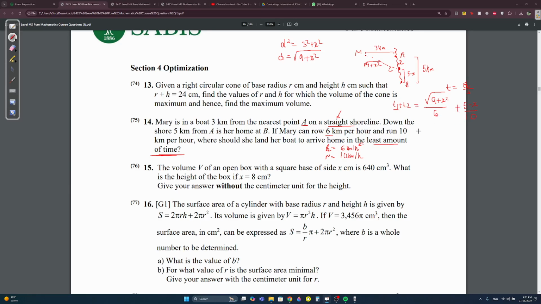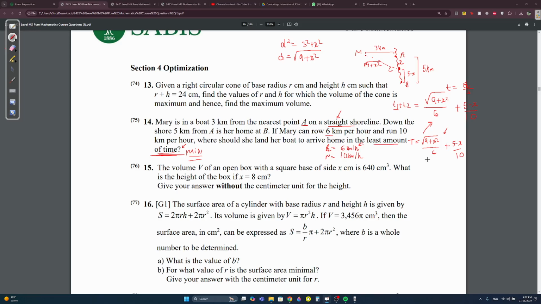Now you can easily find an expression for time. T is going to be equal to, just simplify this, root 9 plus x squared over 6 plus 5 minus x over 10. When we're saying the least amount of time, that means we want a minimum value. This is the whole point of finding an expression for time: I'm trying to find the minimum value of time, and I needed an expression for it.